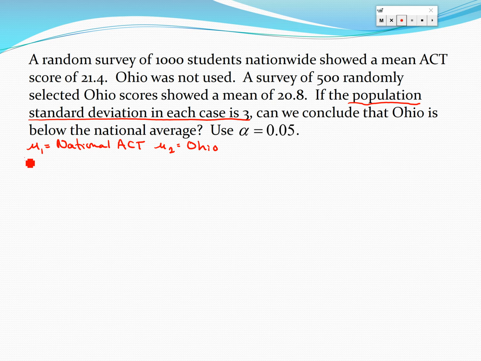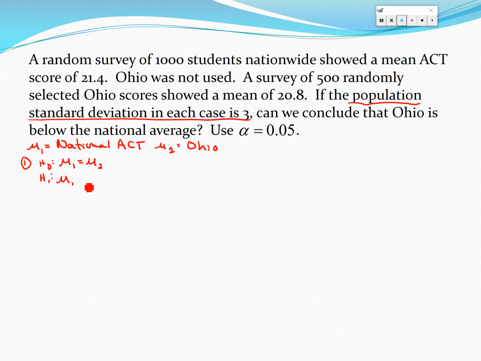You just need to make sure that you designate for me which one's which. Otherwise, I won't know if you're making the correct comparison or not. You have to designate that for me. So now, we're not given a specified difference. We're not looking to see if their averages are different by 2 points. We're just looking to see if Ohio is below. So we can use mu sub 1 equal to mu sub 2.